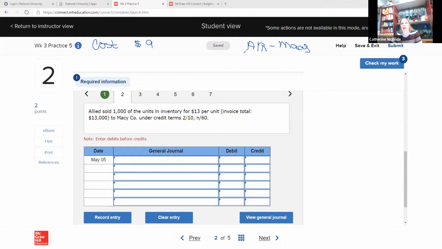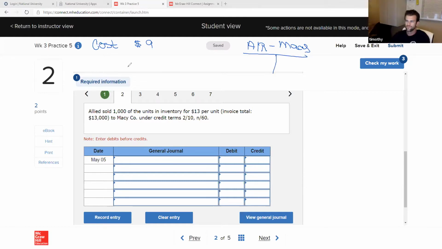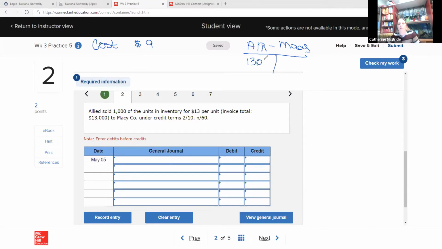So we're going to get an account receivable from Macy. The account receivable is going to be for $13,000, because if we took 1,000 times $13 per unit, that's what we get. And these credit terms are a 2% discount, 10 net 60. I know I'm going to need that later.